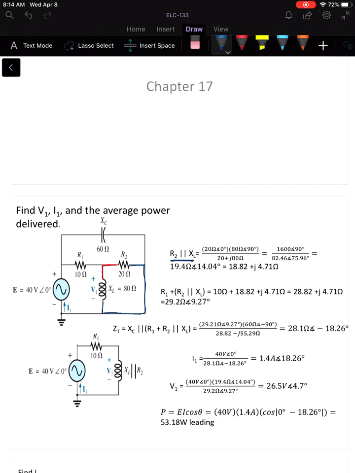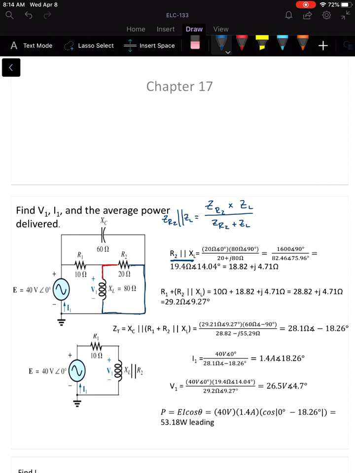So we're going to combine R2 and XL in parallel, using the product over the sums method. Basically what we're doing is ZR2 times ZL over ZR2 plus ZL, to give us R2 in parallel with, let's see, I'm going to use Z instead. So ZR2 in parallel with ZL. And that's the equation we're using.